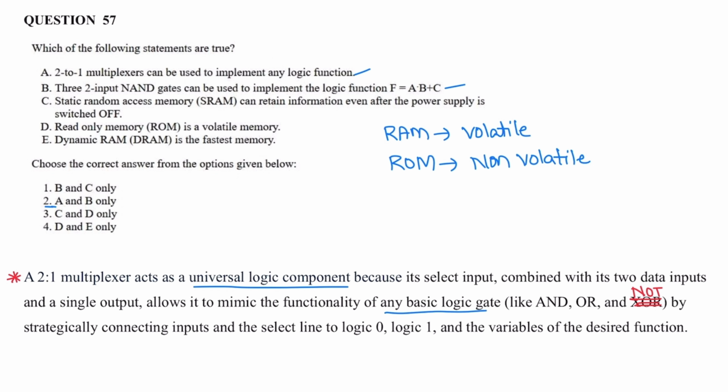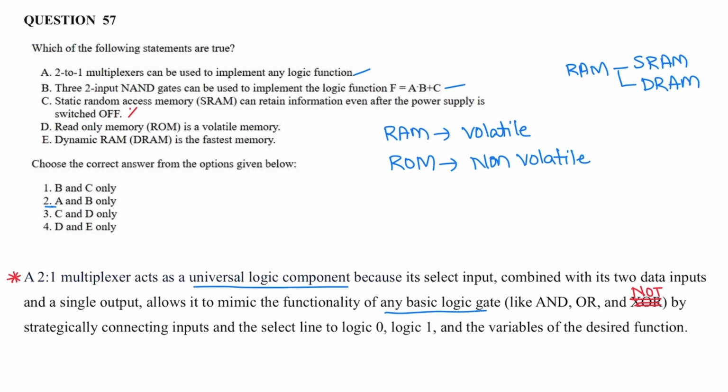Next, static random access memories can retain information even after power supply is switched off. So this RAM is of two types, one is SRAM and the other DRAM. RAM is a volatile memory. Therefore, SRAM is also a volatile memory which cannot retain information.